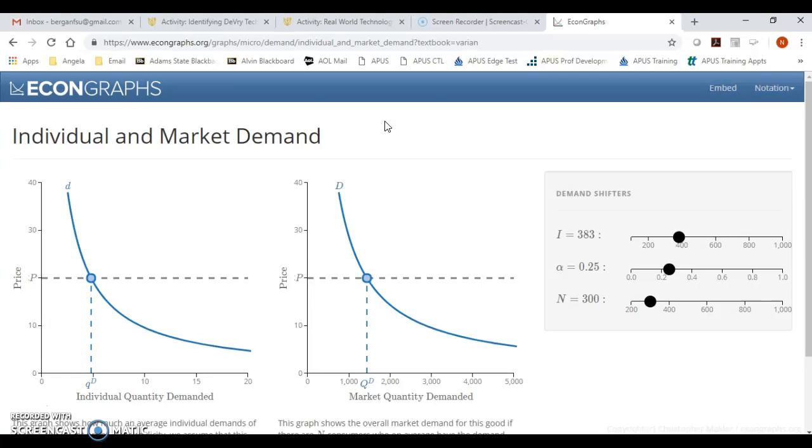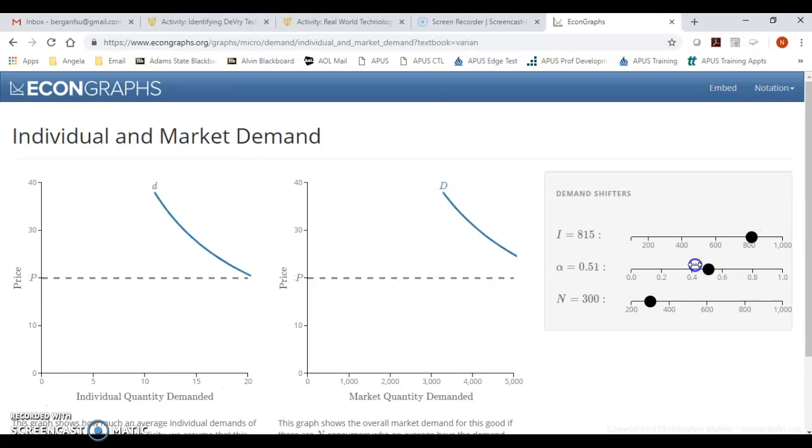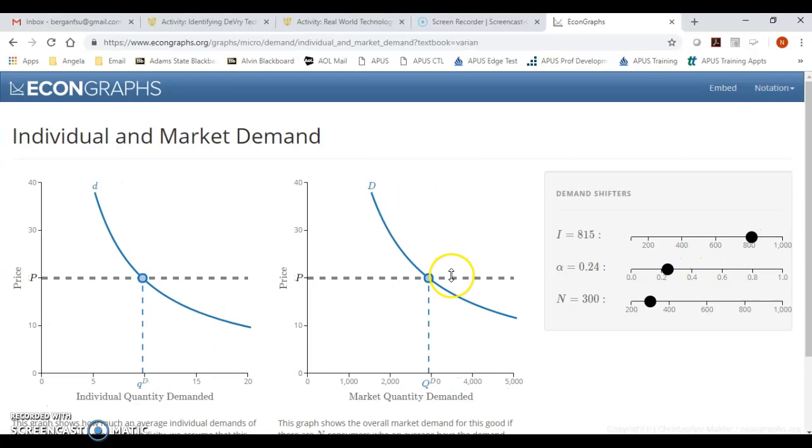And when I look at these graphs right here that were being presented, I'm looking at how the individual market demand graphs work. What I can do here is give students situations. And what you're looking at is, see this interactive nature of this? We can change the interactive nature of these graphs.